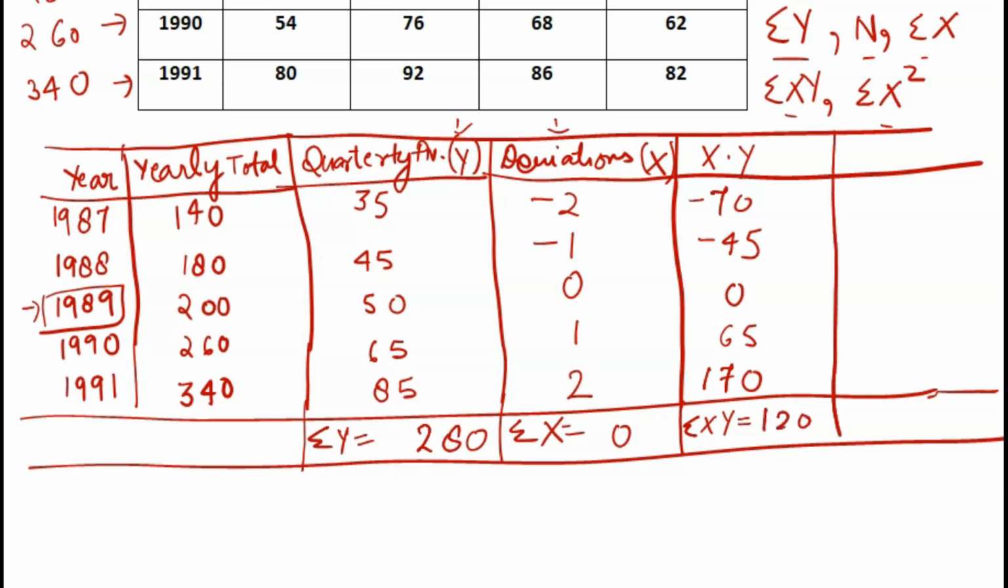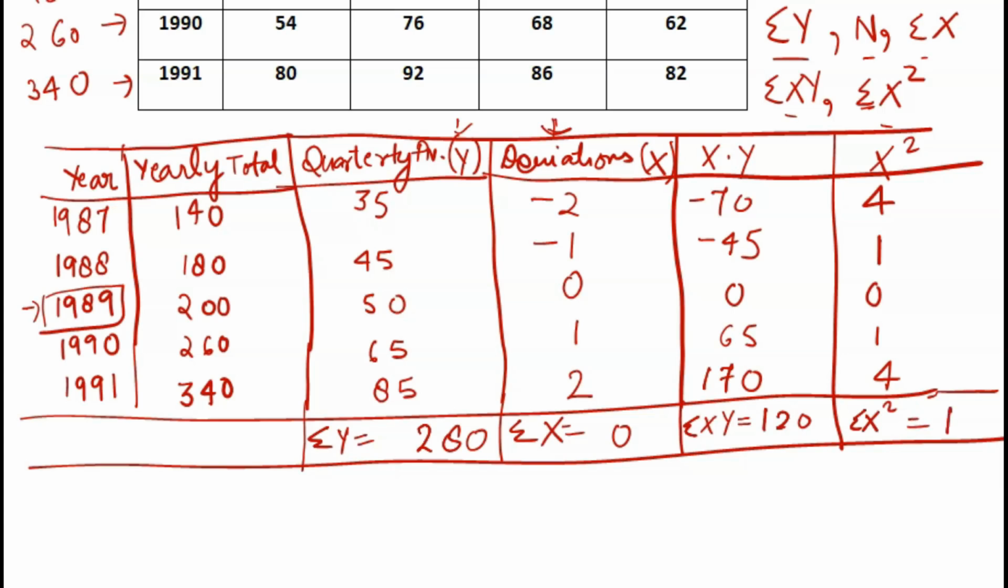Now one more thing we need, that is x square, because we need sigma x square. So x square is the square of the deviations column: minus 2 square is 4, minus 1 square is 1, 0, 1 square is 1, 2 square is 4.